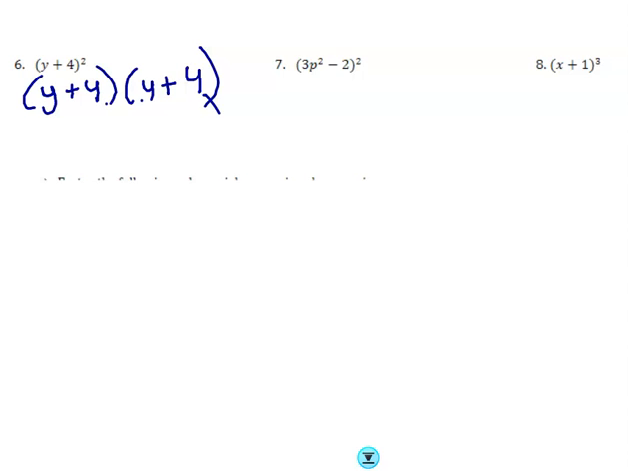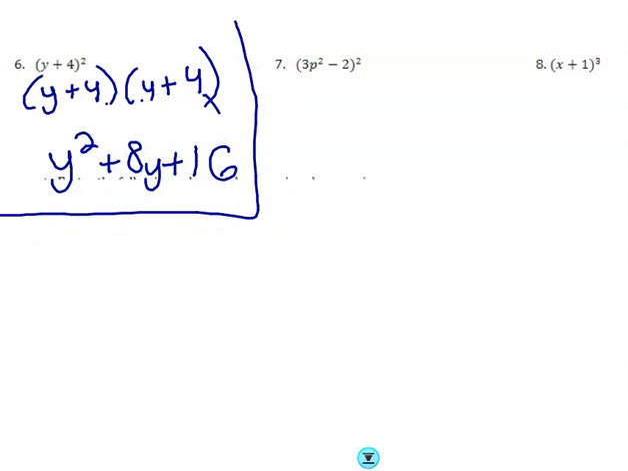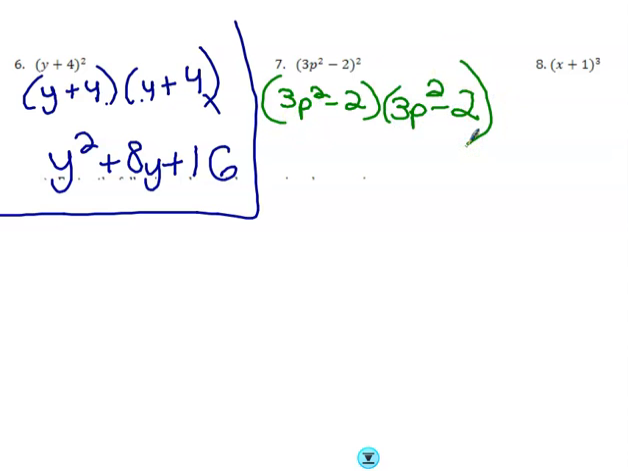Okay, so I'm going to distribute and FOIL. So I have y squared plus 8y plus 16. All right, so that's a quick one for number 6. Number 7, again, please write it out. It's going to be very helpful for you to write out the concept so then we know what we're doing.